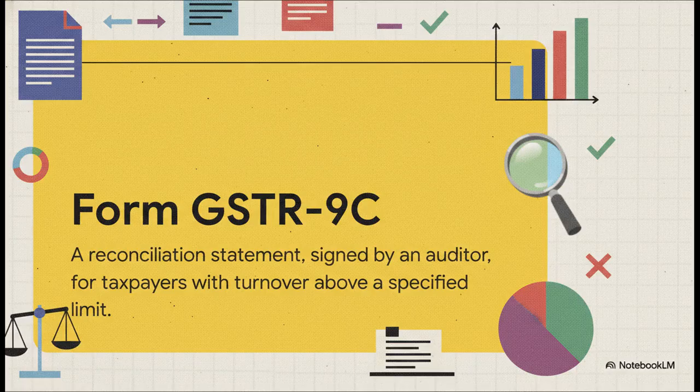So what exactly is a Form GSTR-9C anyway? The best way to think of it is as the final verification step. After you filed your GSTR-9 annual return, this form is where an auditor comes in to formally compare your audited financial statements with your GSTR-9 data. It's really all about making sure everything lines up. And a super important thing to remember, you can only file this after your GSTR-9 is submitted.